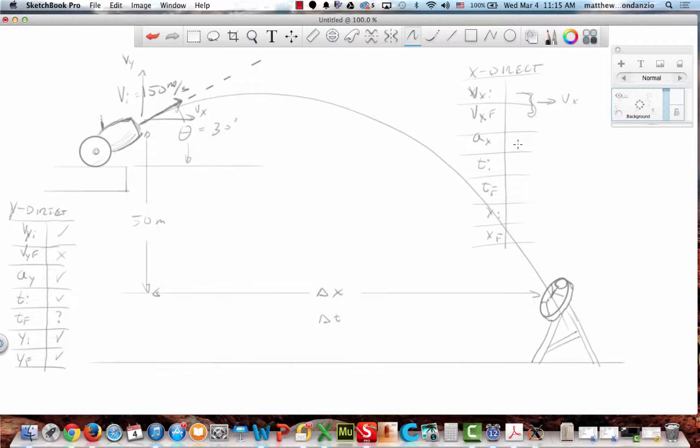Do you know your acceleration in the x? What's the acceleration in the x? 0. My time initial is 0. I'm looking for time final. By the way, this time final is the same as the other time final. My x initial is 0, but I'm looking for my x final.